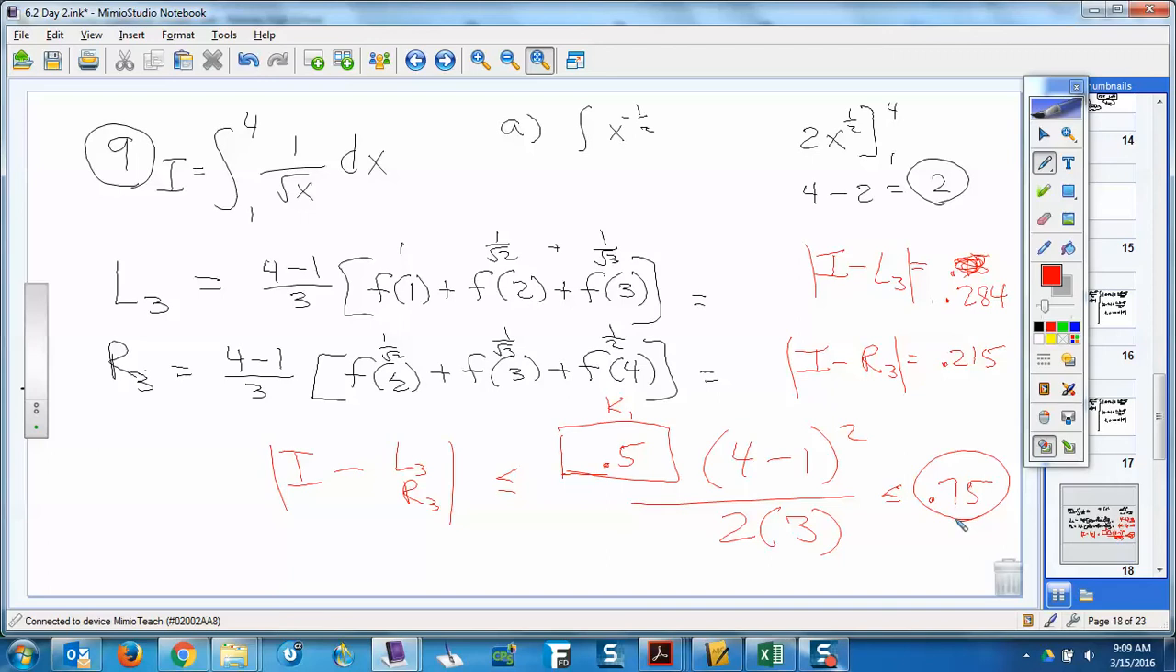How much they're actually off, right? So this is how much L3 is off. This is how much R3 is off. This said this is the most they could be off. So are these consistent with the formula? Okay. And notice we said this is worst case scenario.